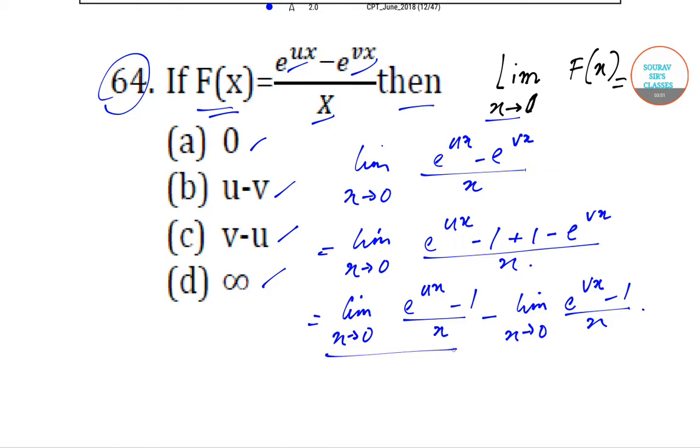The value of the limit of (e^(ux) − 1)/x is nothing but u, minus this value, which is v. So we ultimately have u − v, which is nothing but option B. So option B over here is the correct option.